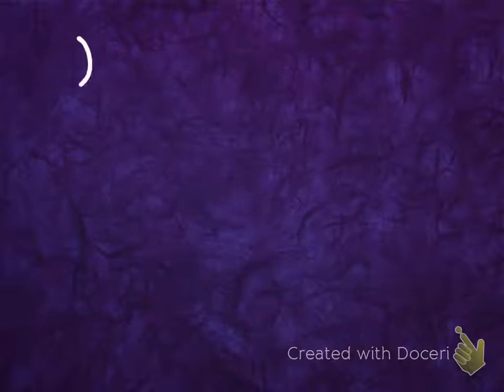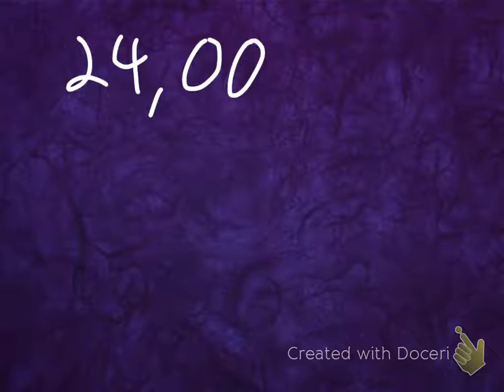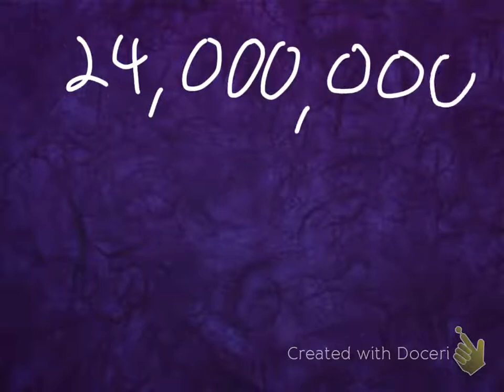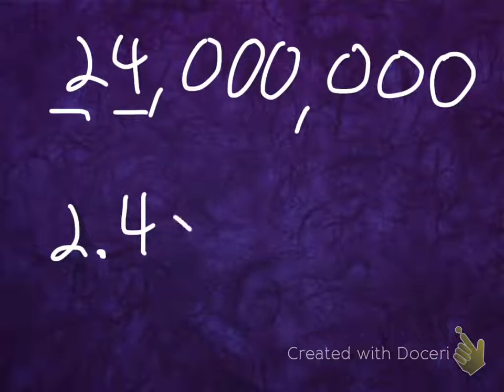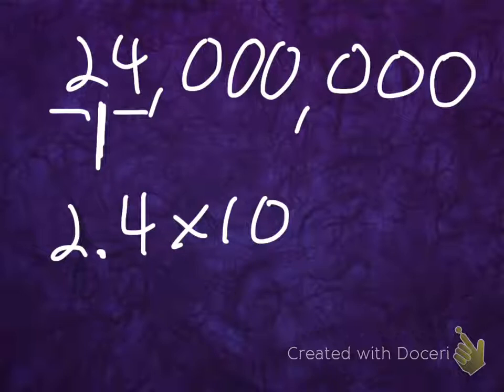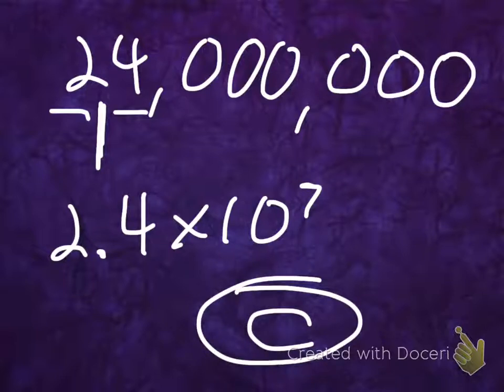Now, if I have 24 million, what's the furthest left non-zero number? 2. That goes in front of the decimal, followed by my 4. Times 10. Here's where we moved our decimal. How many times did we move it? 7 times. C is our answer then. That one is missed a lot.